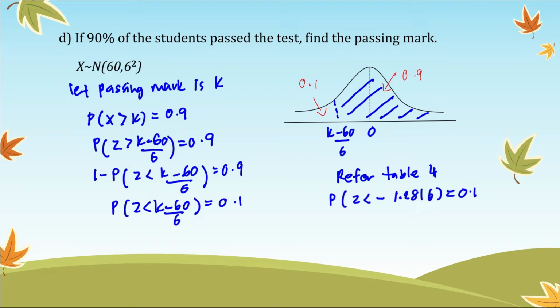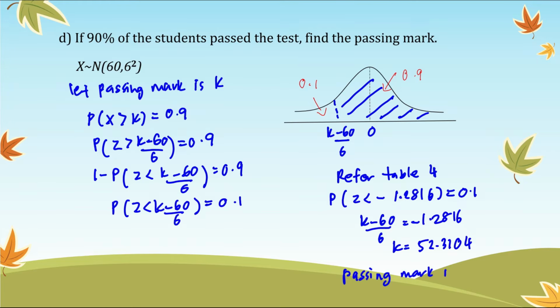We compare (K minus 60) over 6 with negative 1.2816. So we will get K equals 52.3104. Then we can conclude that the passing mark is 52 marks.